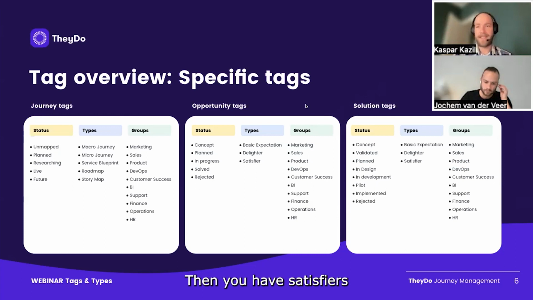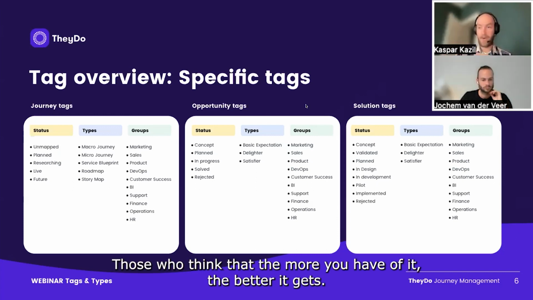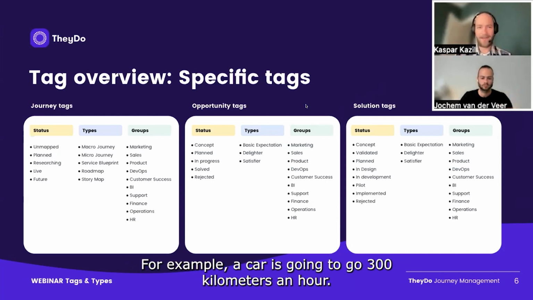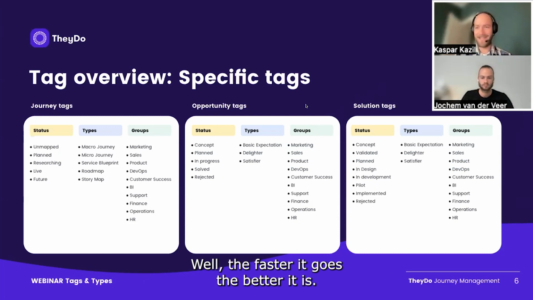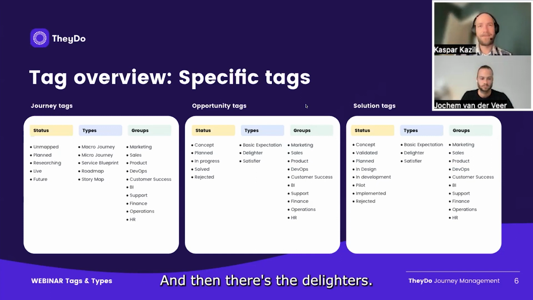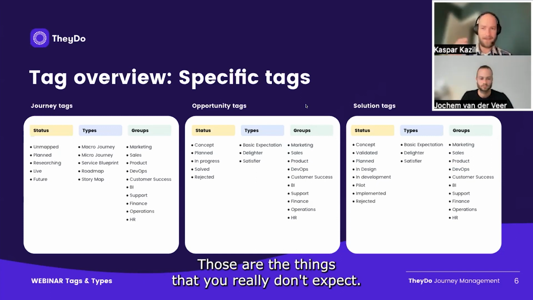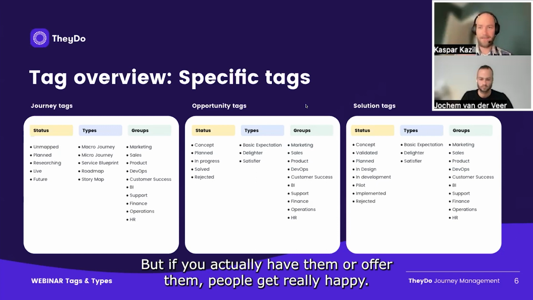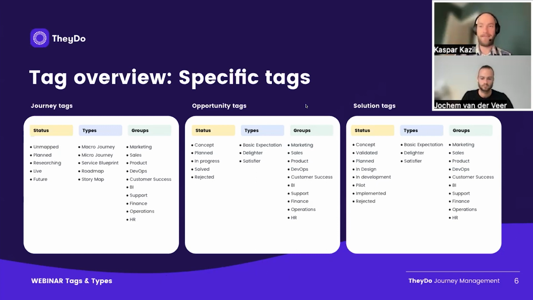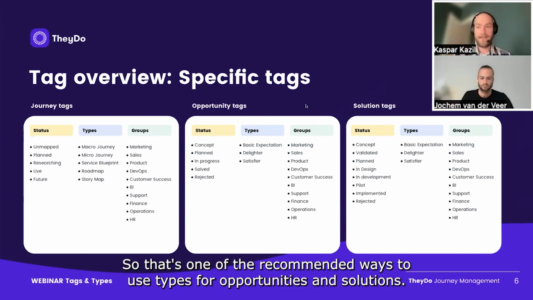Then you have satisfiers. Those are things where the more you have of it, the better it gets. For example, a car: if it can go 300 kilometers an hour, the faster it goes, the better it is. And then there are delighters. Those are the things that you really don't expect, but if you actually offer them, people get really happy. So that's one of the recommended ways to use types for opportunities and solutions.